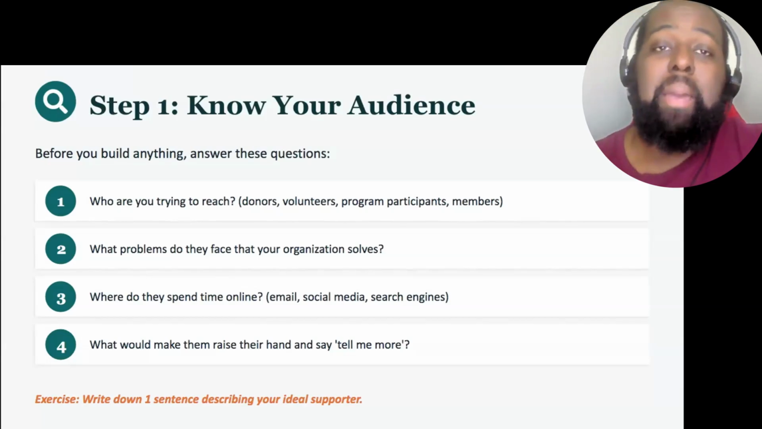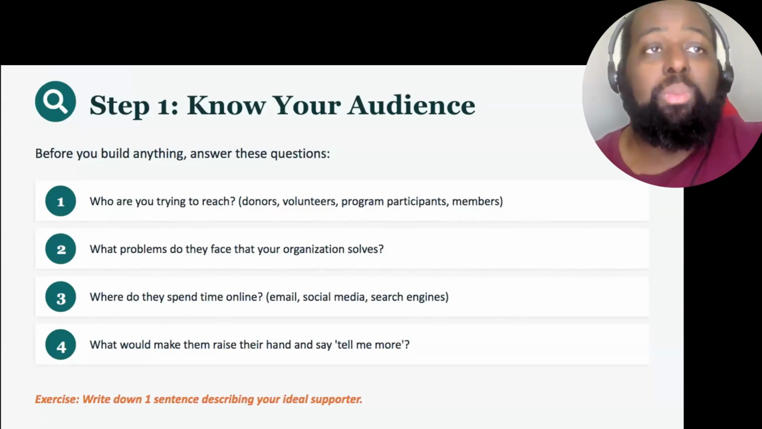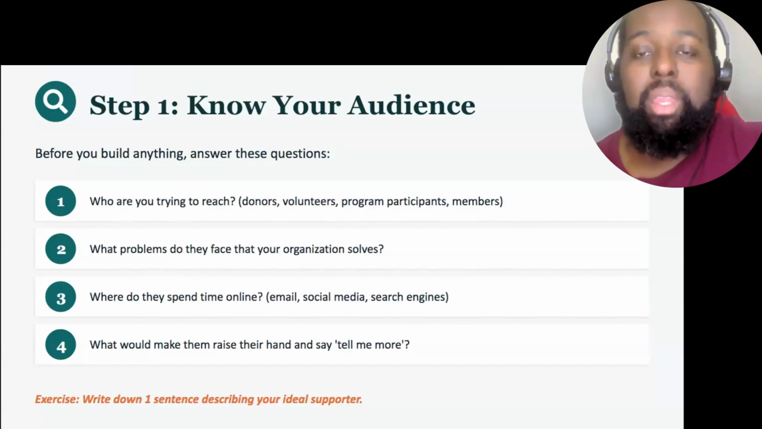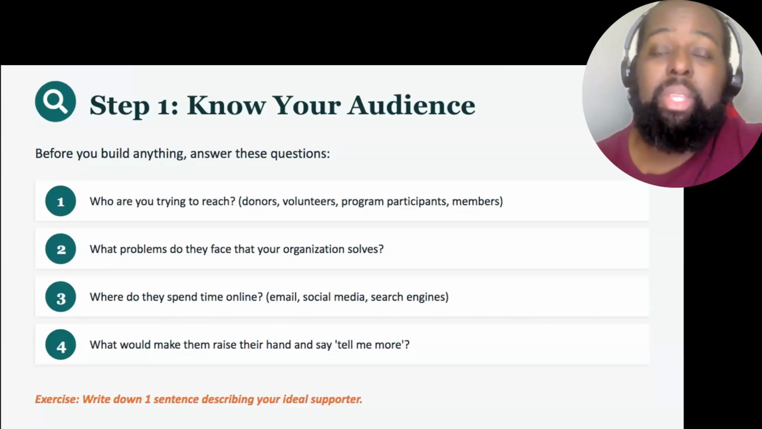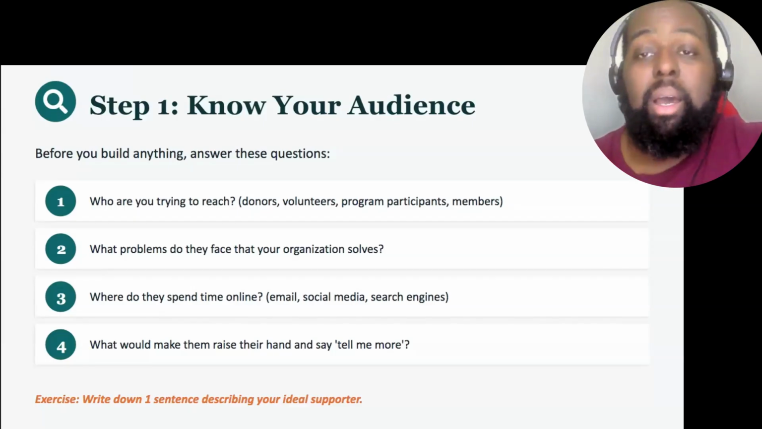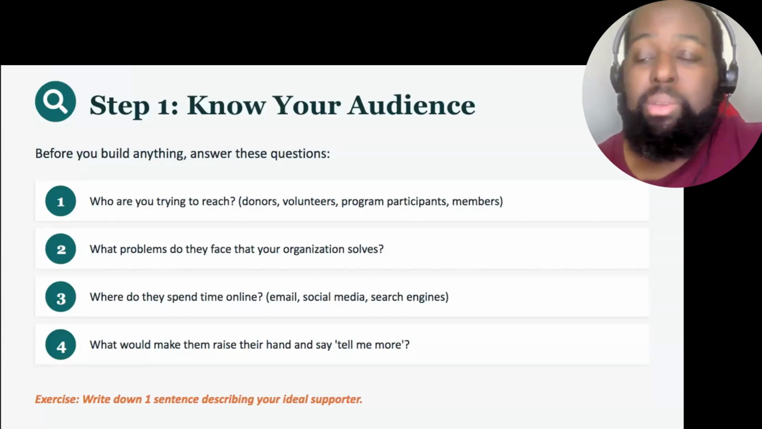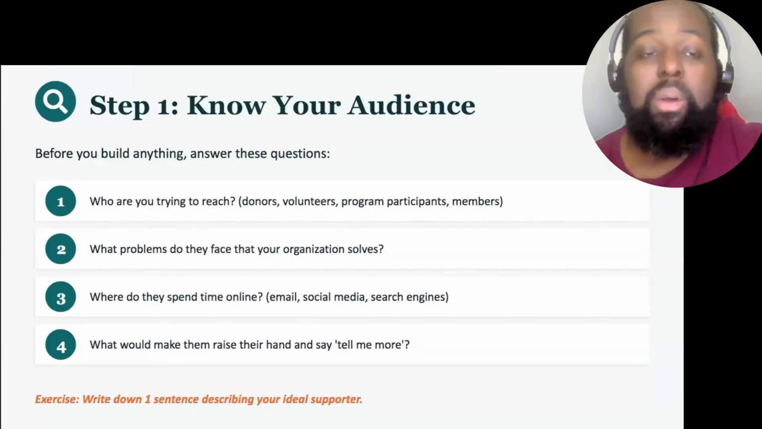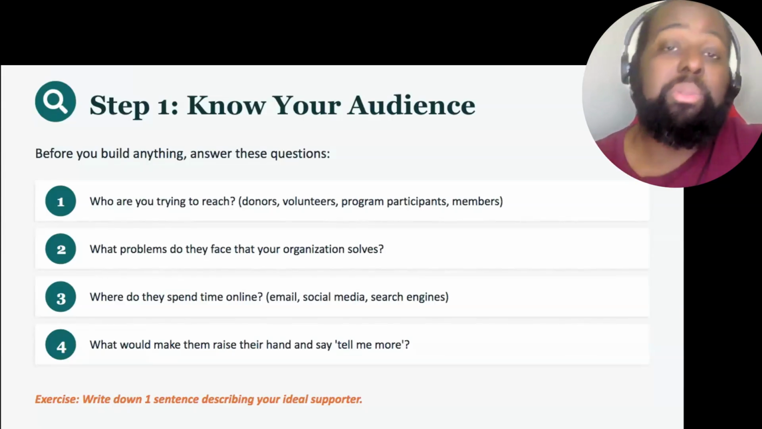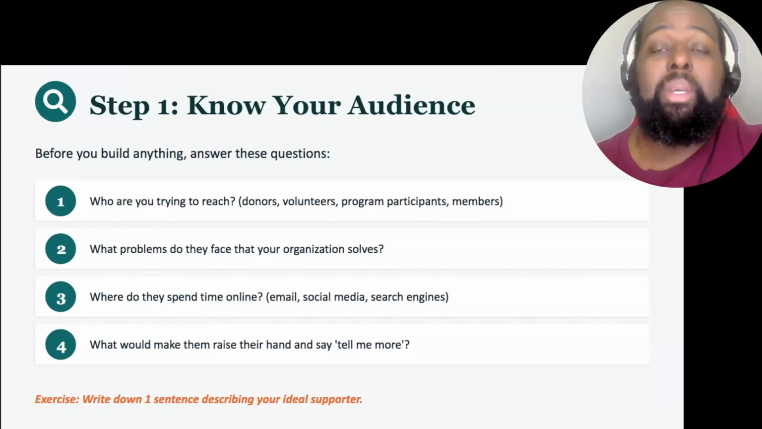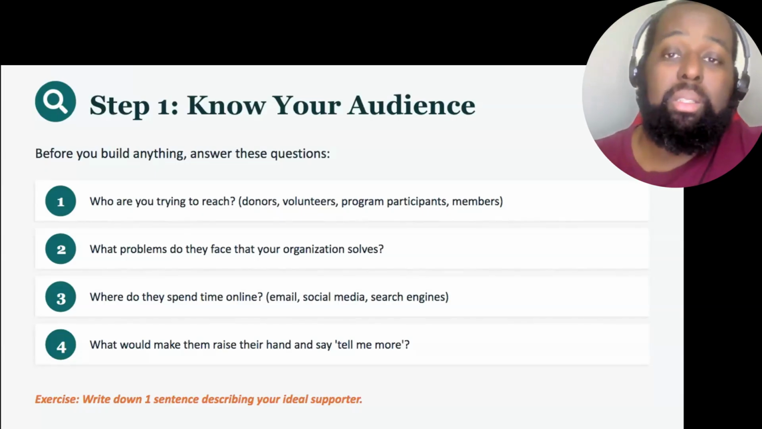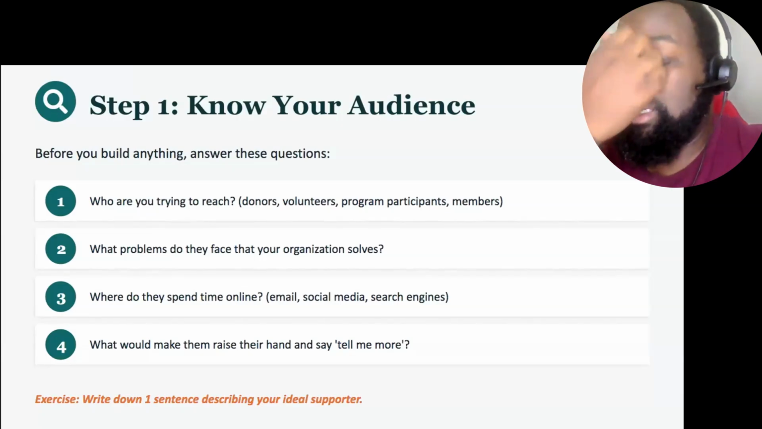So then once you've figured out who you're trying to reach, what problems they're dealing with, and where they are actually spending time online, then last but not least, what would make them raise their hand and say, tell me more? What this looks like, depending on the goal of the conversion, is what would make me want to take the next step. So in this case, if you're looking at donors, you're running a seasonal campaign, maybe you support K through 12 schools, and you're looking for donors to help fund the next wave of school supplies. What could you do or provide that would make them say, yes, I want to contribute to the cause, helping more kids get access to technology or more supplies?